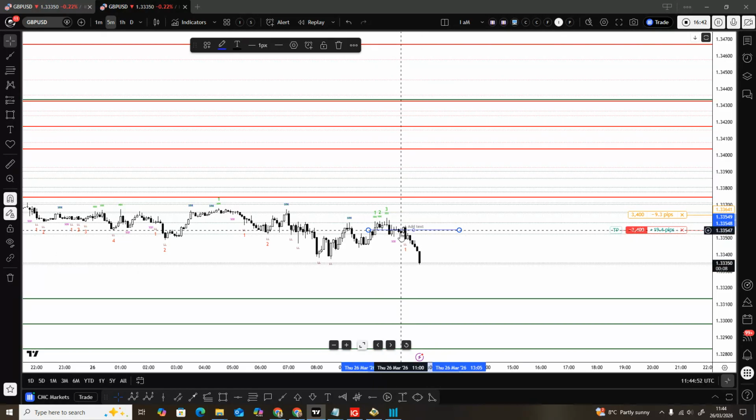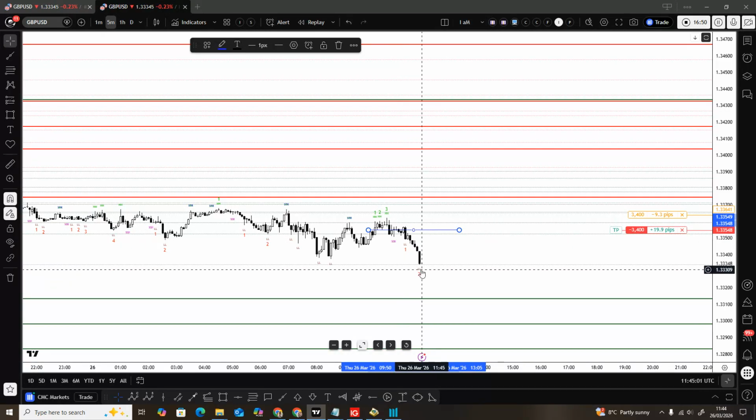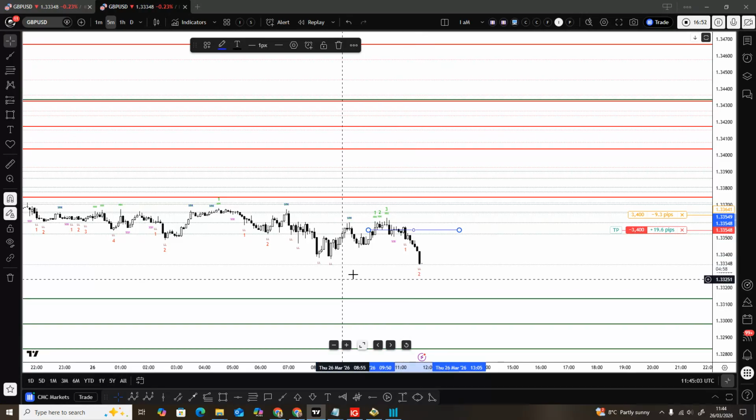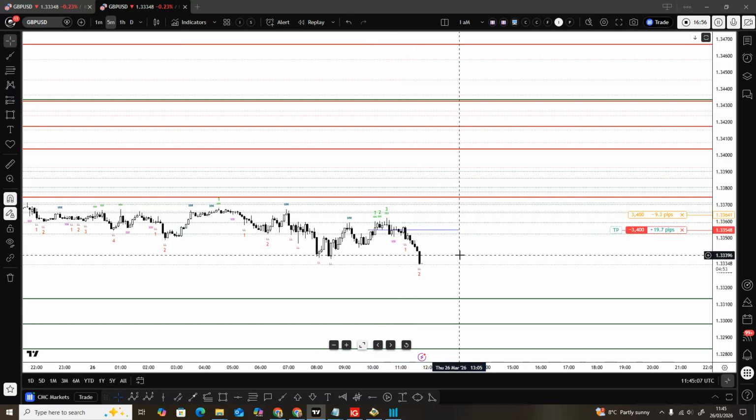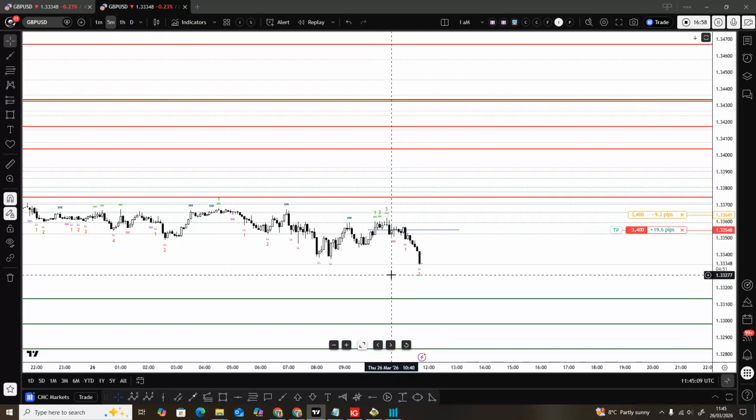Look at this. If you count from this pullback of the structure, 1, 2, 3, 4, 5, 6, currently 6 lower lows. Now we are seeing 2 lower lows below the structure. I think that's good enough for this session.